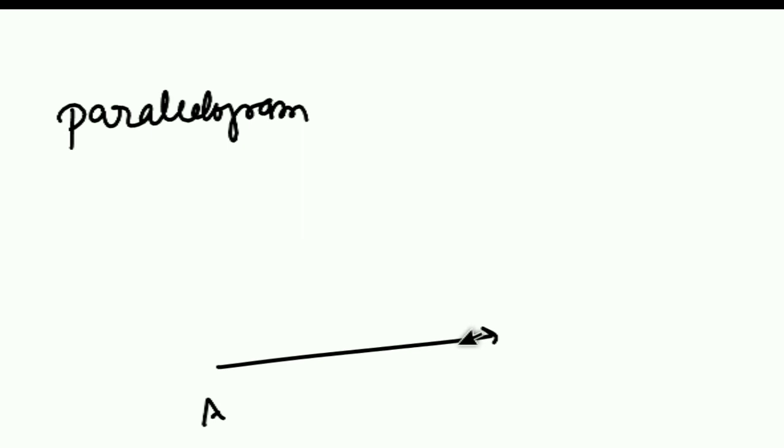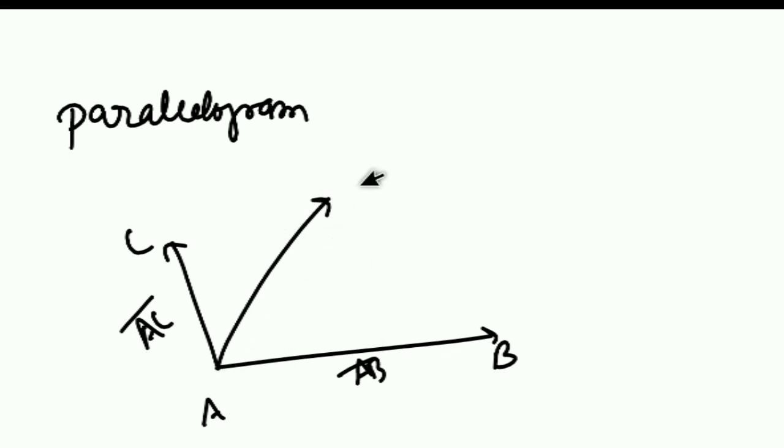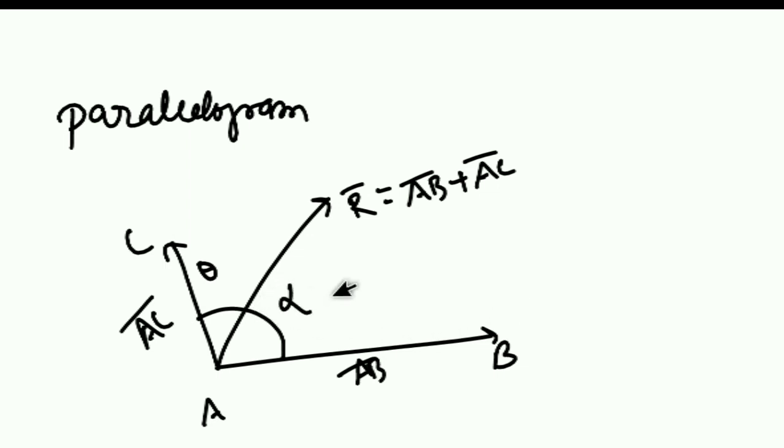Let's see the parallelogram law of vector addition. It says that if you have two vectors, for example, this is your AB vector and this is your AC vector, then the resultant vector will be like this, and this resultant vector will be equal to AB vector plus AC vector. The angle between the two vectors will be called theta, and the angle between the first vector AB and the resultant vector is alpha. So this angle is alpha.